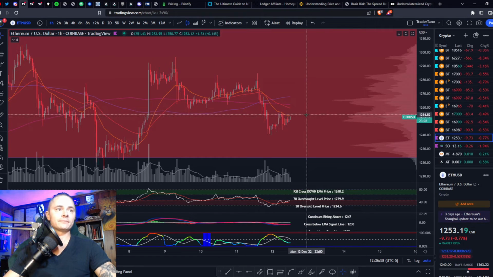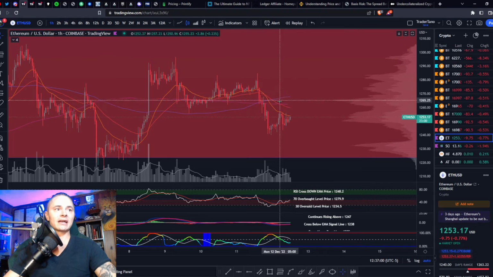So here on Ethereum, being held down by the 21 right now, got a multi-crossover to the downside.